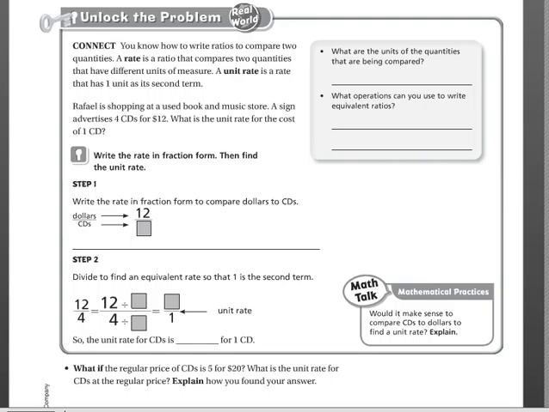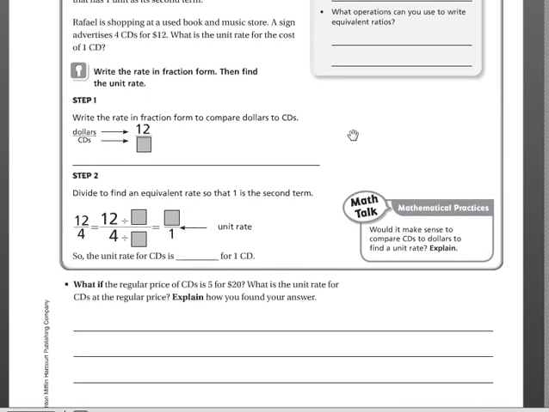Well, a rate is a ratio that compares two quantities that have different units of measure. So that's like comparing minutes to hours or feet to inches. Kind of like when we did our conversions, you're comparing two different quantities, but they have different units of measure. And a unit rate is a rate that has one unit as its second term. So we're going to go through and talk about what a rate is and how you find a unit rate. So let's look at our first problem.